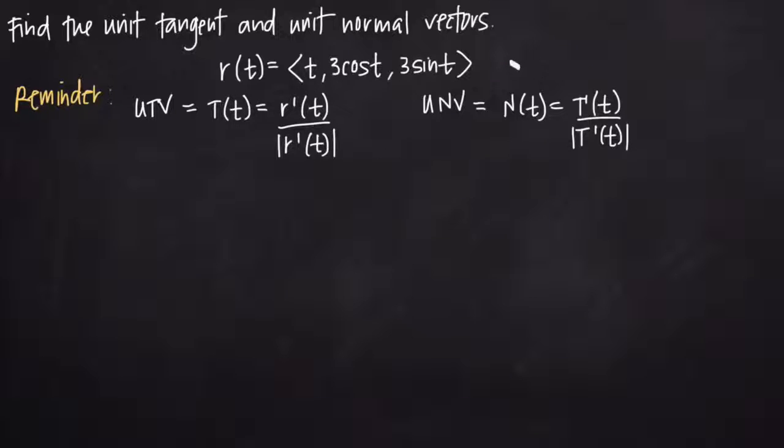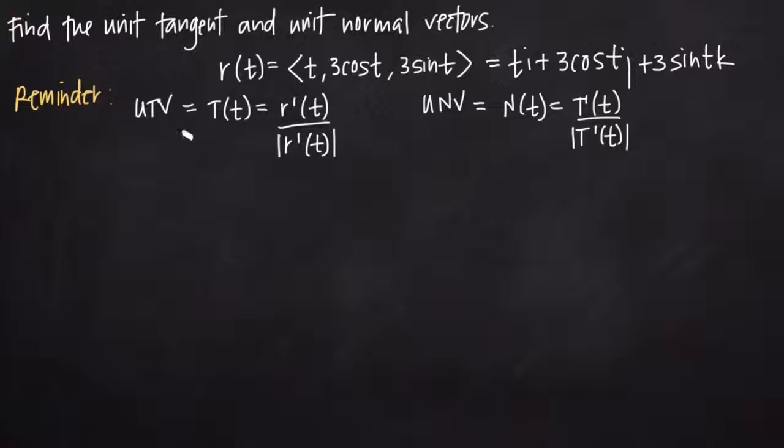Now, of course, sometimes you'll see this written instead as r of t is equal to ti plus 3 cosine t j plus 3 sine t k, and of course those are equal to one another. It's the same thing. So whether you've just been given the components like this or you've been given the full vector function, either way we're just looking at those coefficients.